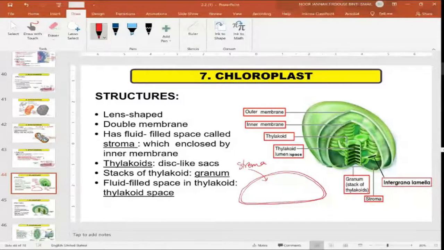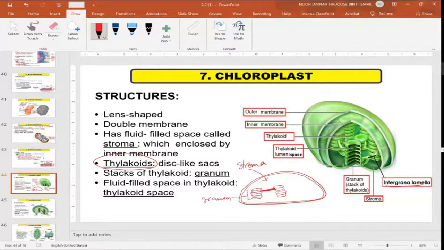And then it has thylakoid, disc-like sacs. Okay, thylakoid ni macam pancake yang stack. A stack of pancake. A stack of thylakoid is called granum. Kemudian dia ada sambungan, a bridge dipanggil intergrana lamella. Ni lamella intergrana bahasa Melayu dia.